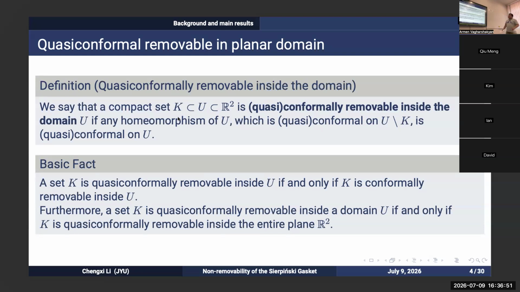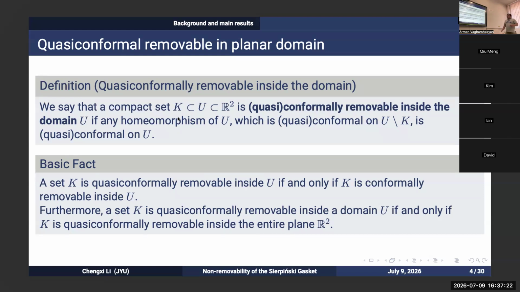Then for some basic facts, we need to know that being quasi-conformally removable inside the domain holds if and only if it is conformally removable inside the domain. Just like Abhishek told us the day before yesterday, it's a similar result. It has a very similar logic, I think. Quasi-conformal removability is just equivalent to conformal removability inside the domain.